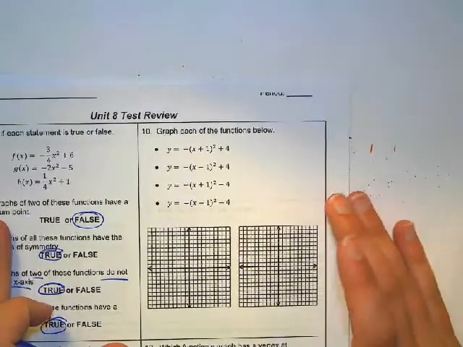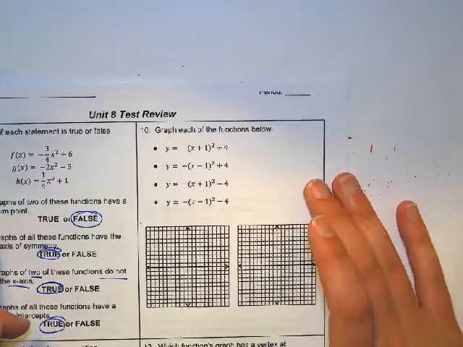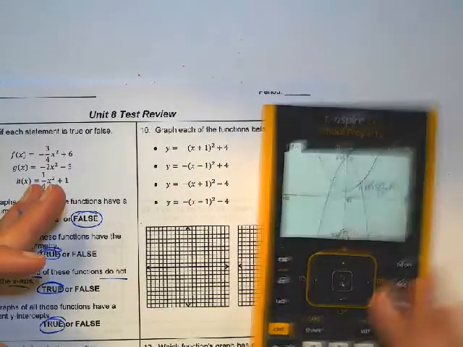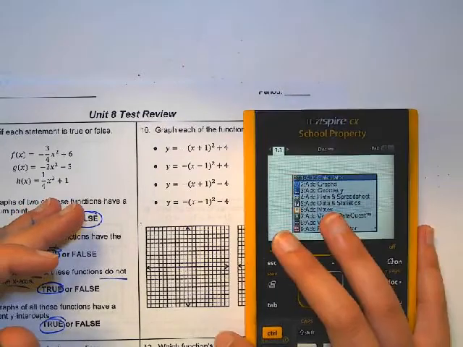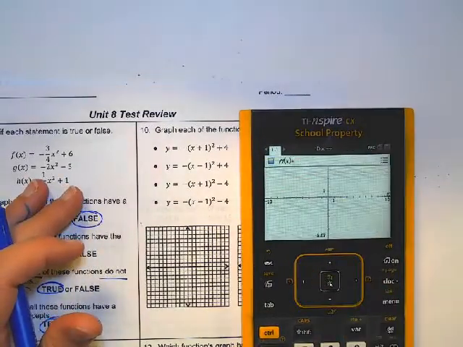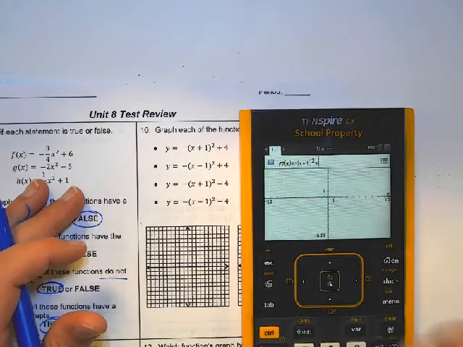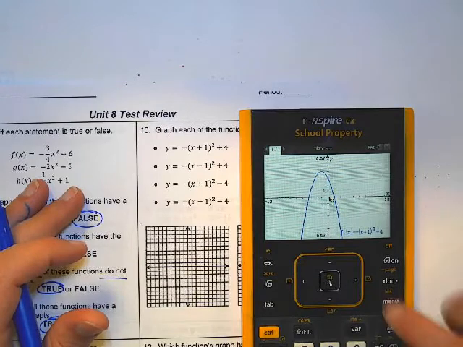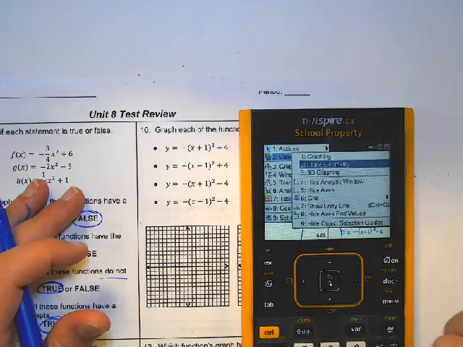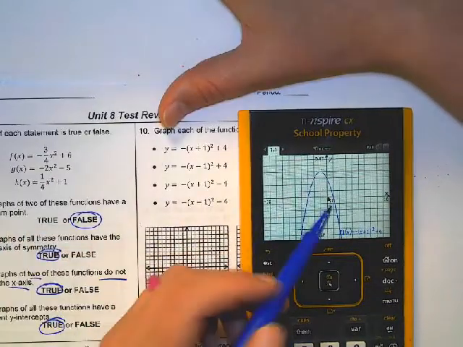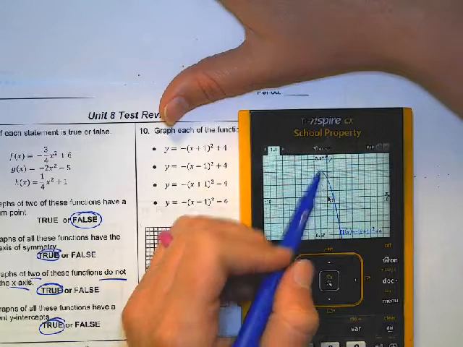Okay, number 10. Graph each of the functions below. Okay, so for this, we're going to graph one at a time in the calculator. Negative parentheses x plus 1 squared plus 4. I'm going to turn my grid on. And I'm just going to copy it. Okay, so my vertex is negative 1, 1, 2, 3, 4.